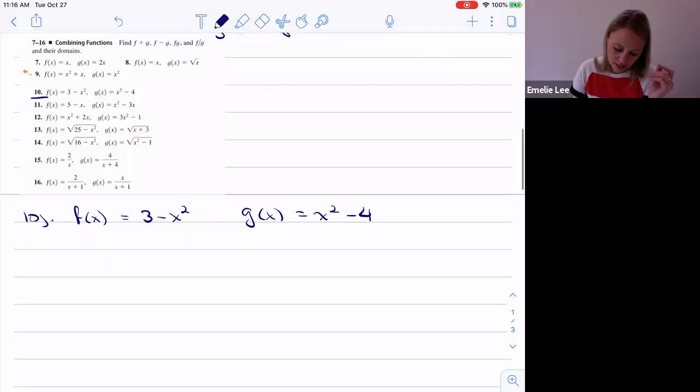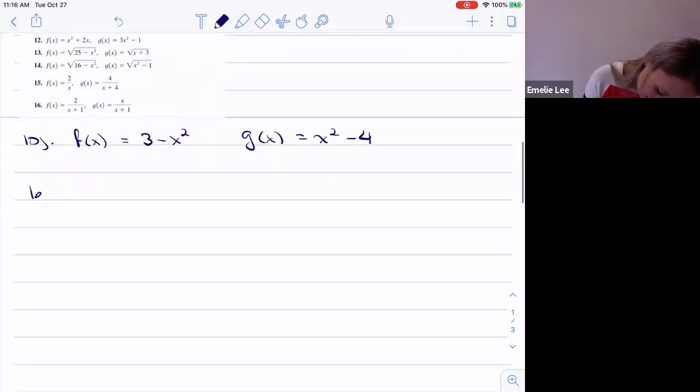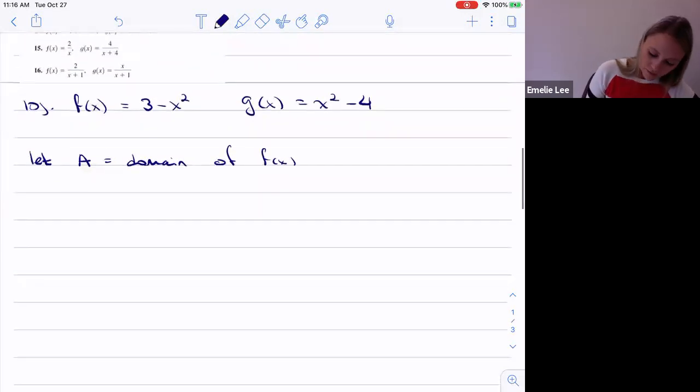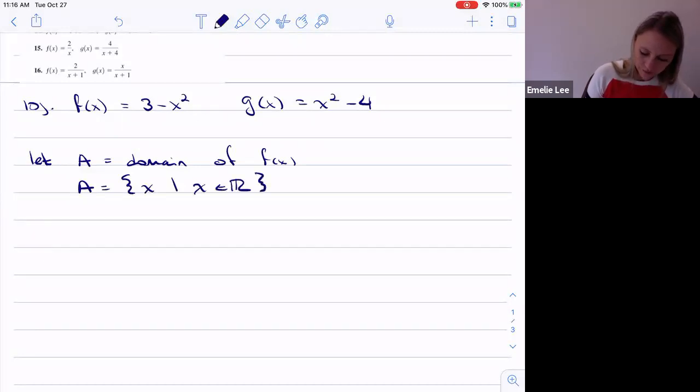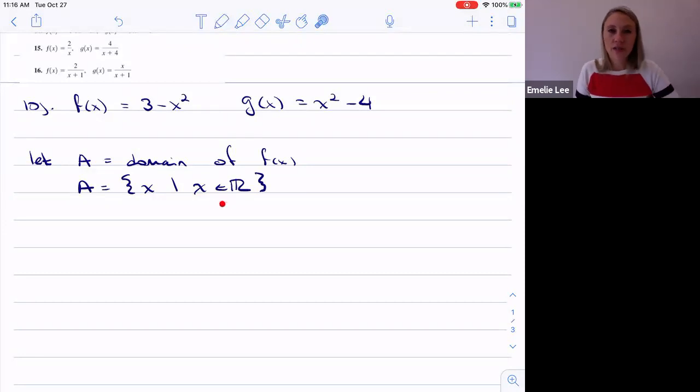But how we're going to write these is if we let A be the domain of f of x, then A is the set of x such that x is in the set of real numbers. Right? Using our fancy set builder notation, or if you wanted to, x is in the set of reals. Right? In interval notation, from negative infinity to positive infinity, round brackets around both. Just depends on how we have to enter our answers. But for now, I'm just going to write them like this.